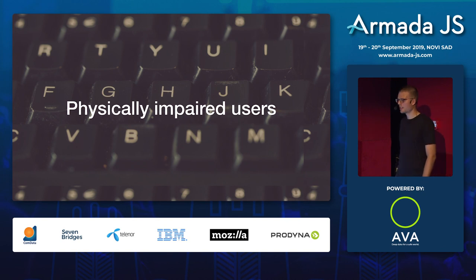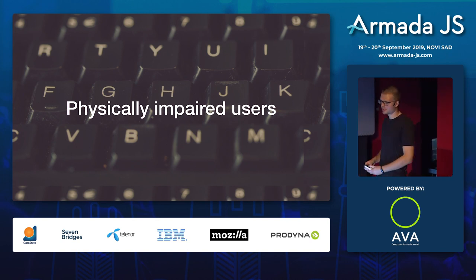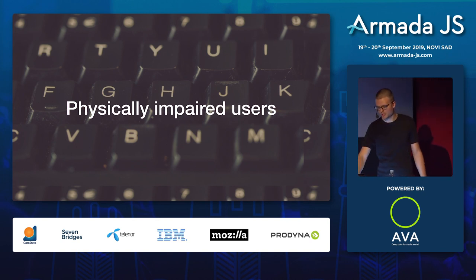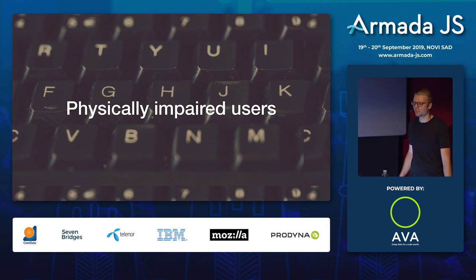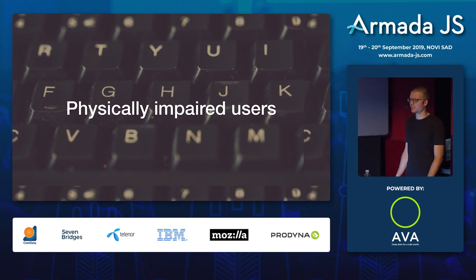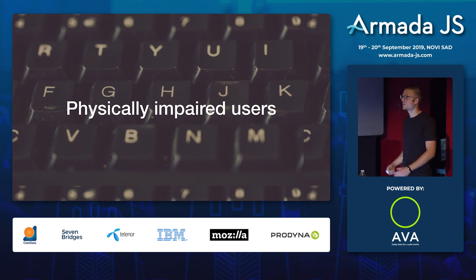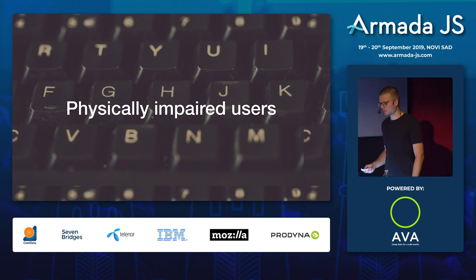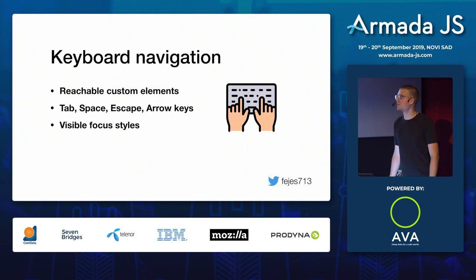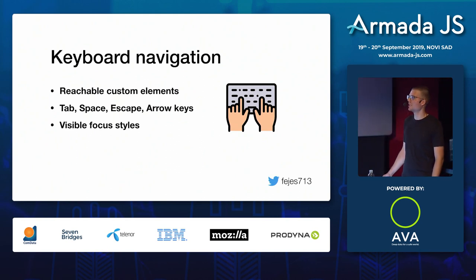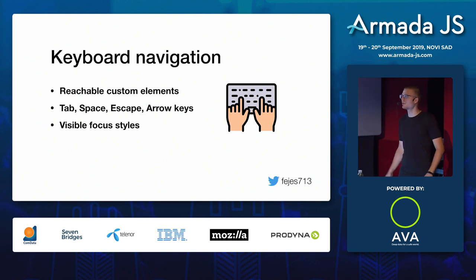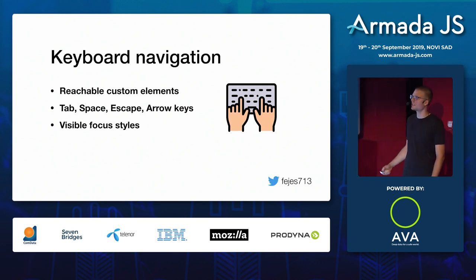So next on our list, we have physically impaired users. As I said, those users include the ones who cannot use the standard mouse input to navigate across an application. Instead, they usually use keyboard-only input or other specialized input devices like switches, which are basically buttons that, when pressed in some order, mimic the keyboard press. So for them, it's important to have your custom elements reachable and fully accessible. They use tab, space, escape, and arrow keys to go throughout your page, and they should have visible focus styles.